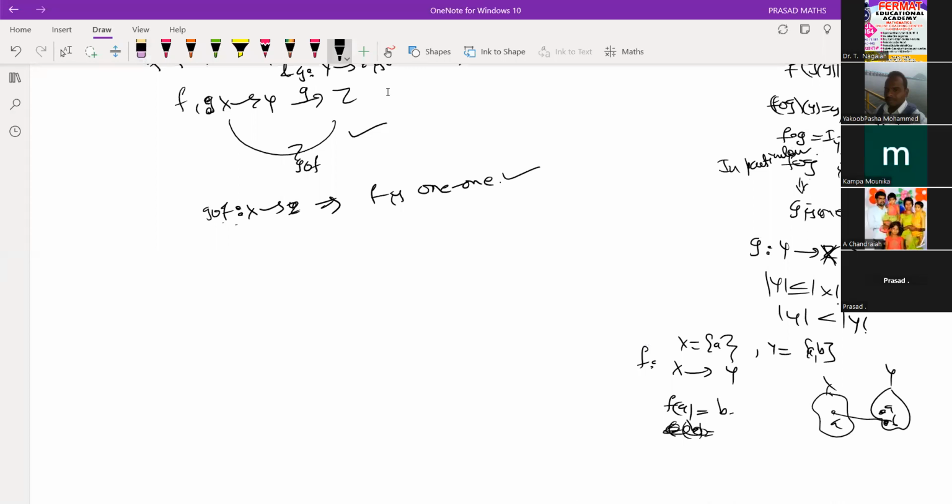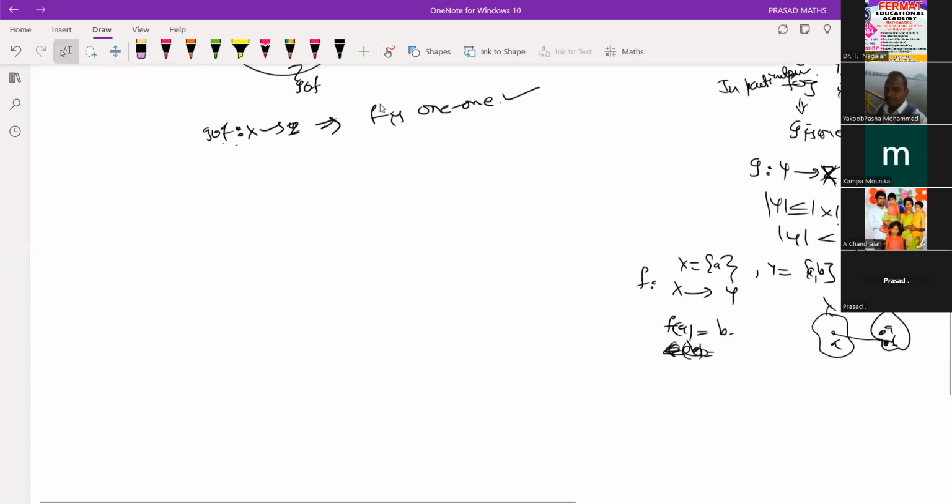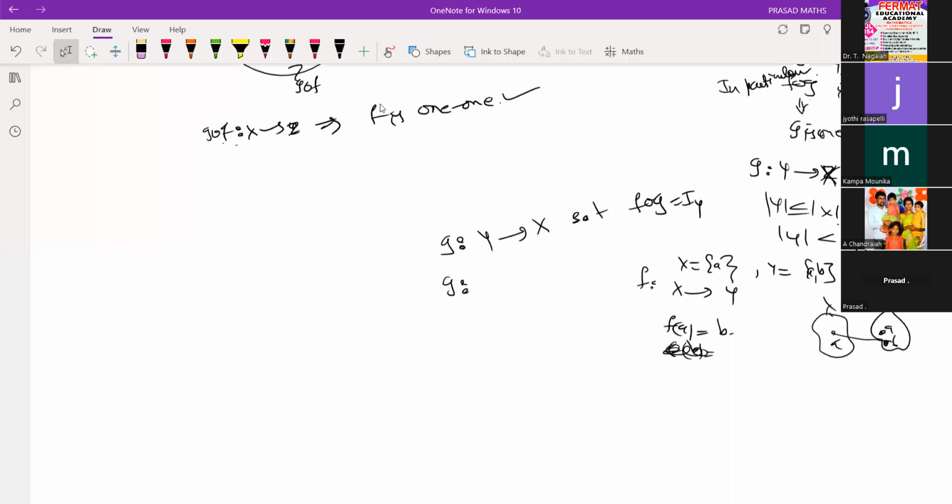Yes, sir. Is it a 1-1 function? Yes. The question is, does there exist a function from y to x in such a way that f circle g is equal to the identity function on y? What is my y? My y is {a, b}. What is my x? {a}. Yes or no? Suppose there exists some function like this. There exists a function like this.